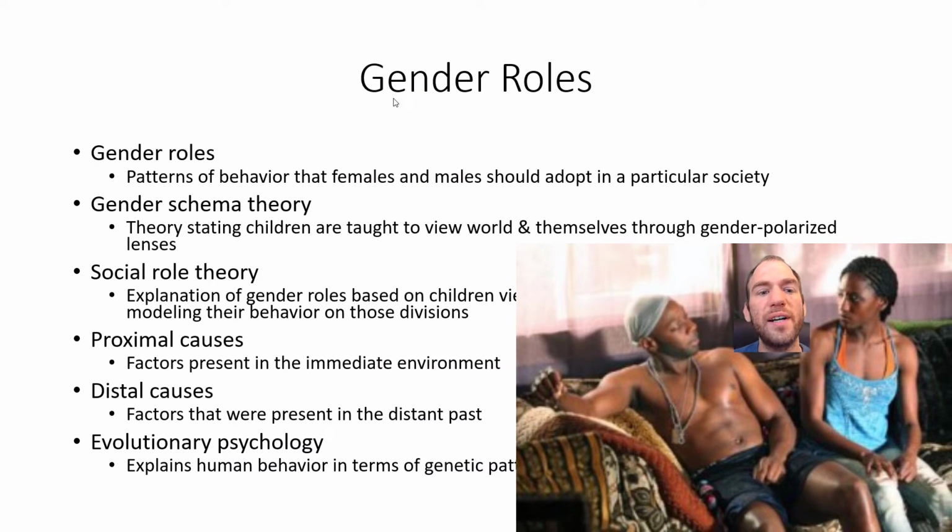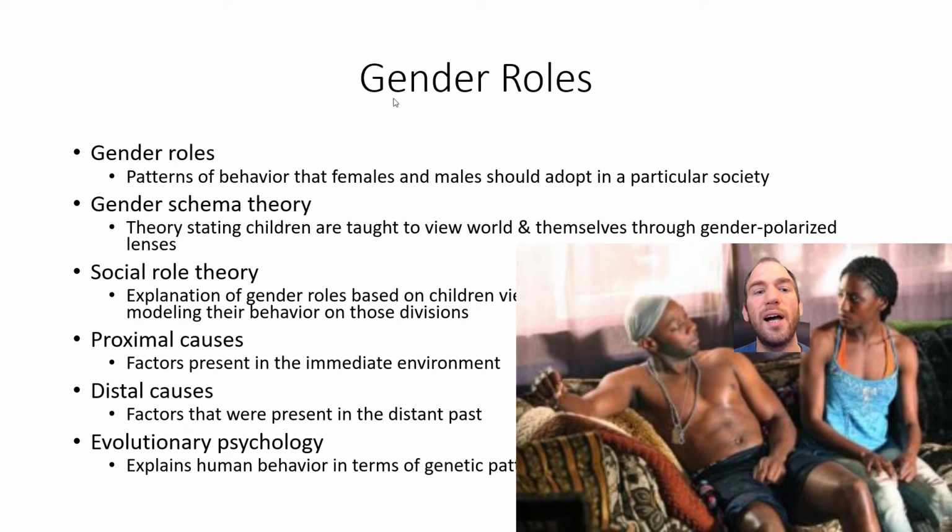Gender roles are defined as a pattern of behavior that adults and males should adopt in a particular society. Gender schema theory: theory stating children are taught to view the world and themselves through gender-polarized lenses. Social role theory: explanation of gender roles based on children viewing the gender divisions around them and modeling their behavior on those divisions. Proximal causes: factors present in the immediate environment. Distal causes: factors that were present in the distant past. Evolutionary psychology explains human behavior in terms of genetic patterns.